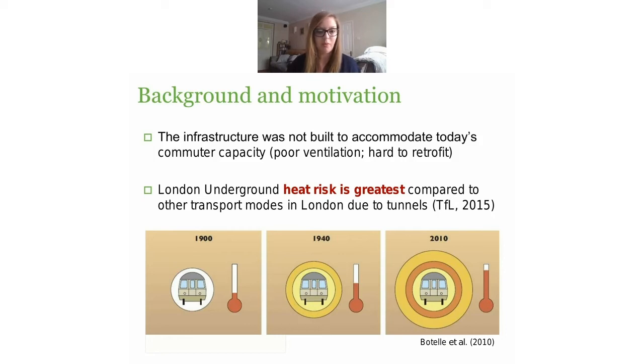the London Underground, it was not built to accommodate the current capacity. Because of the rapid growth of the city above, it's led to poor ventilation underground, which is now hard to retrofit with cooling mechanisms. The London Underground, according to Transport for London, TfL, find heat risk is the greatest compared to any other transport modes that they have, and this is due to the tunnels. In the last century, the temperature has doubled from 15 degrees to now on average 30 degrees.